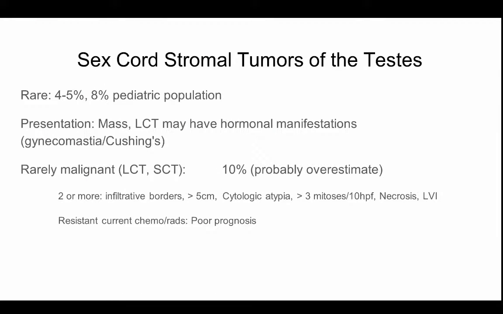So as a group, these tumors are extremely rare. They represent only 4 to 5% of testicular tumors overall, which are not that common. A little bit higher in the pediatric population, probably not because of an increased incidence, but because germ cell tumors are less common. Usually present as a mass because it's in the scrotum. It's usually palpable early, can have pain, and if it's a Leydig cell tumor, it can have hormonal manifestations such as gynecomastia or Cushing's syndrome.